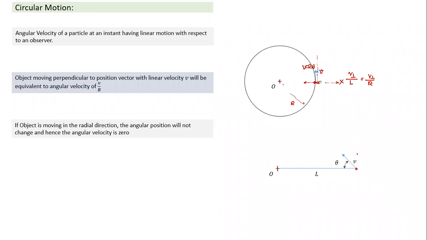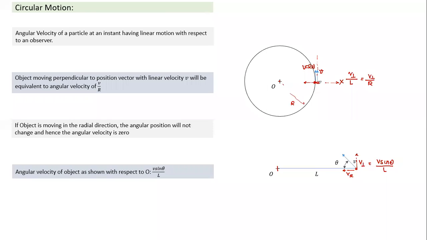Again, what we'll do here is resolve into two components. We'll take the perpendicular component and the radial component. Which component is leading to angular velocity? The perpendicular component, which will be equal to v sine theta, divided by the distance from the observer. This becomes the angular velocity, right? So this is the angular velocity in this particular case, where the observer was at rest.